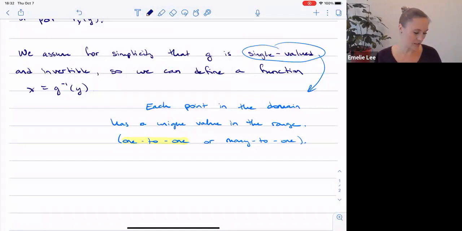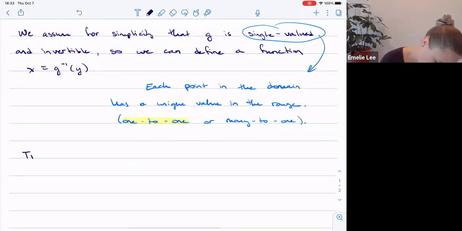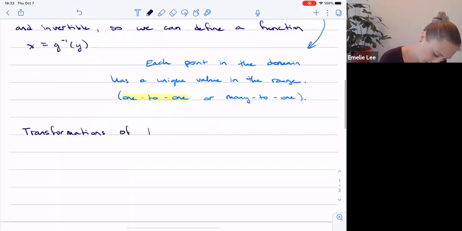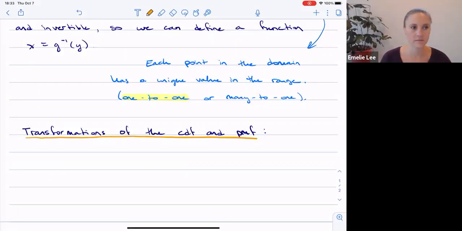Good. So the first thing I want to do is talk about transformations of the CDF and the PMF. They're going to be a little bit easier, and then we'll eventually work up to the PDF, which is the continuous probability density function. And so, transformations of the CDF and PMF. Okay, and how can I make this like a little subsection? How about that?